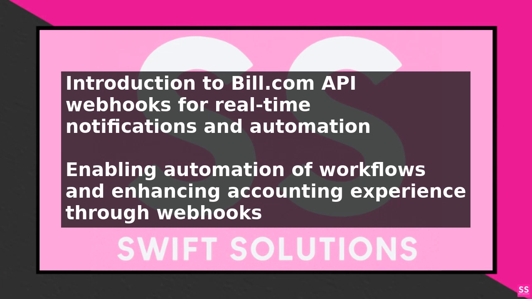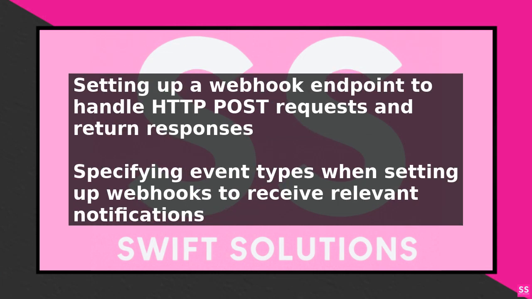Event types and subscriptions. Bill.com API webhooks support various event types, including bill created, bill paid, invoice sent, and payment received. You can subscribe to specific events by specifying the event type when setting up the webhook. It is essential to only subscribe to events that are relevant to your application to avoid unnecessary notifications.